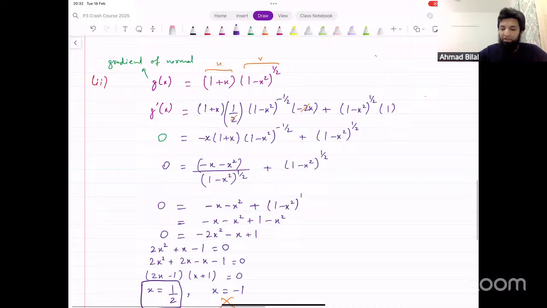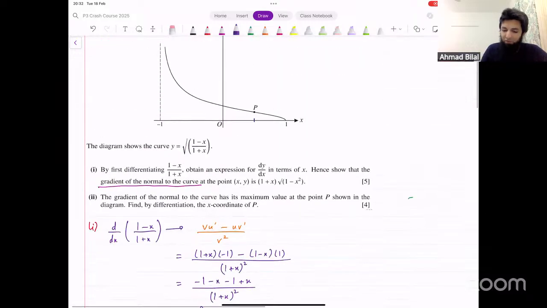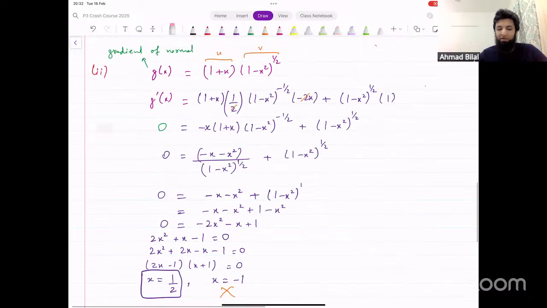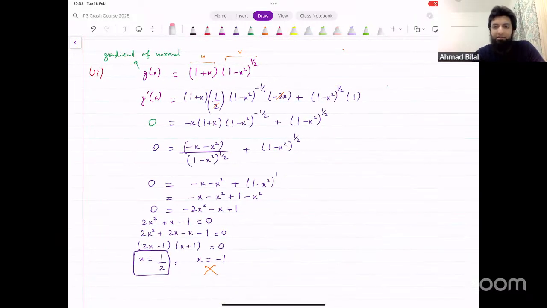Now do a sanity check. Does that make sense on the diagram? 1 over 2, 0.5. Yes, this is 1. So it makes sense to have this as 0.5. So that's the x coordinate that we were looking for. X equals 1 over 2. That's our final answer. That's the x coordinate of that point P.